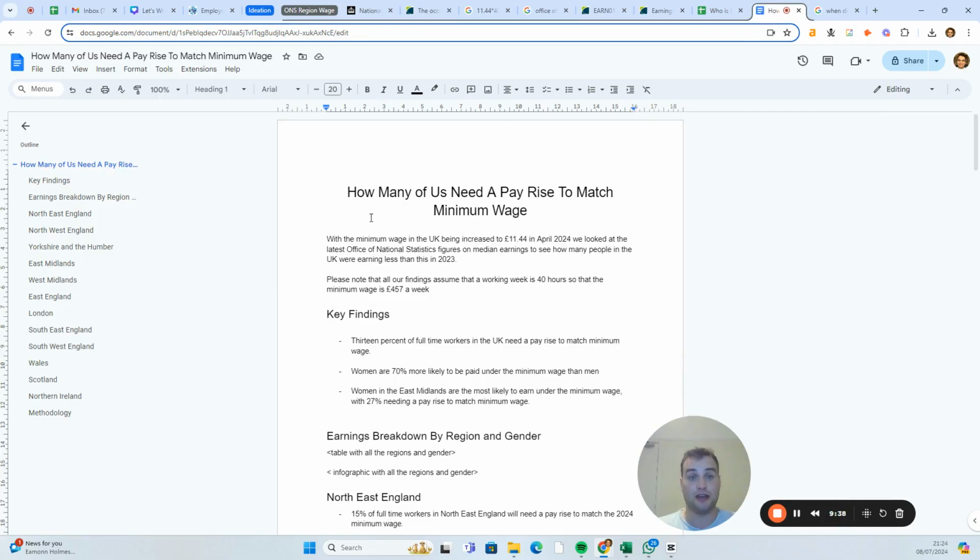So this is the article that I wrote. With minimum wage in the UK being increased to £11.44 in April 2024, we looked at the latest Office of National Statistics figures on median earnings to see how many people in the UK were earning less than this in 2023. Please note that our findings assume a working week is 40 hours, so that the minimum wage is £457 a week.